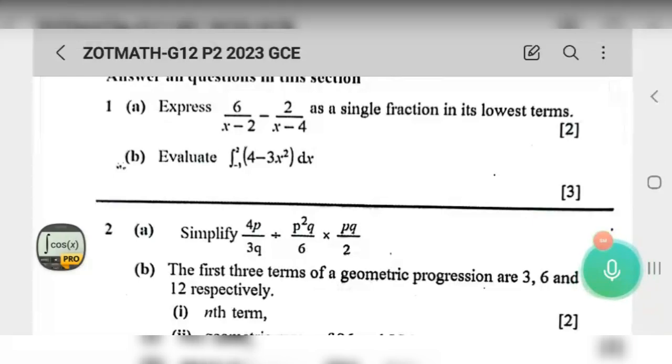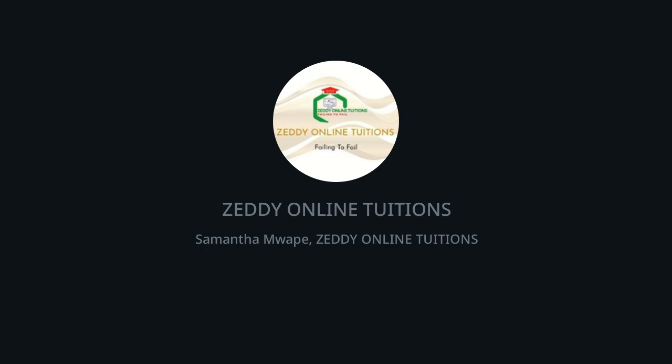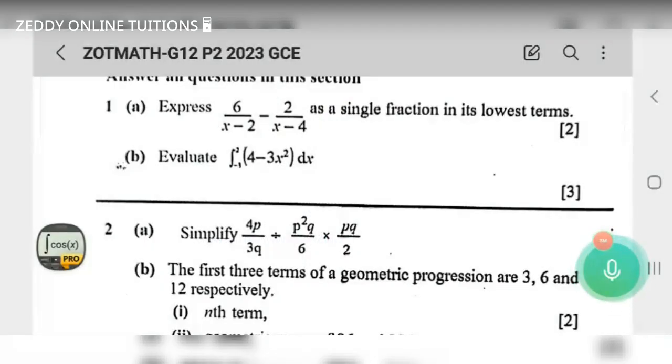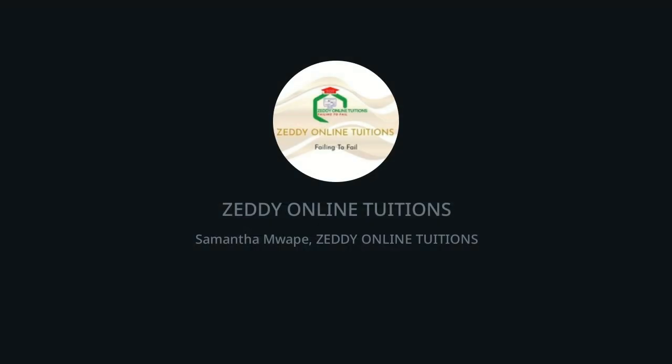Number 2A. How about number 1A? It's under which topic? Is it not calculus? Number 1B is under calculus, yes. How about number 1A? Okay, let's start with that one. All right.